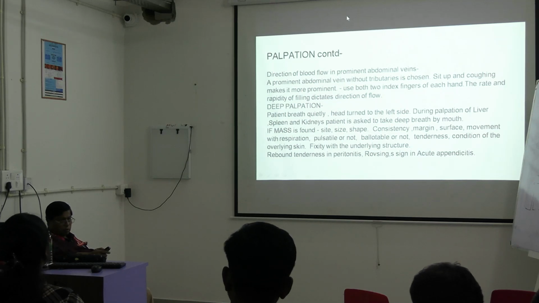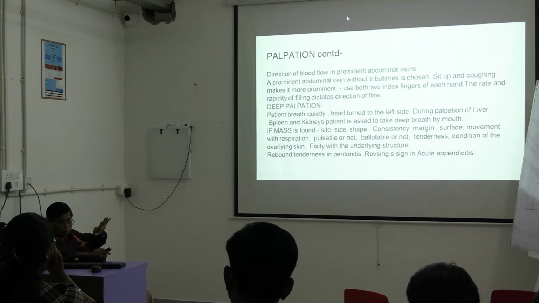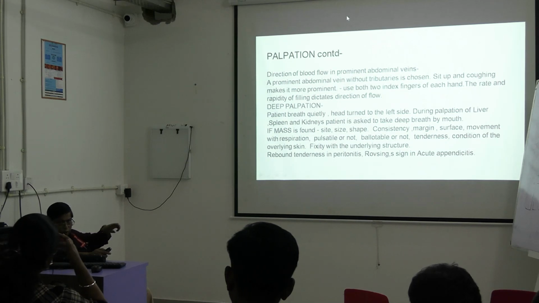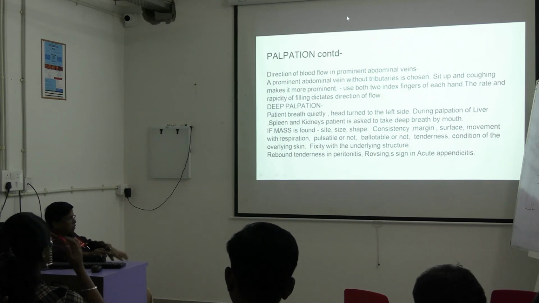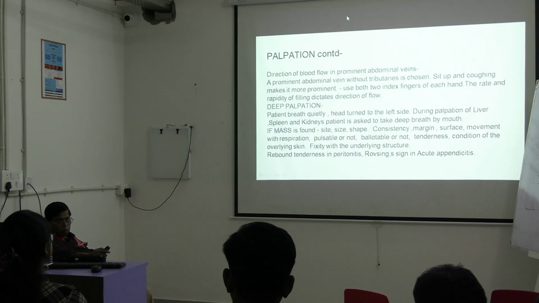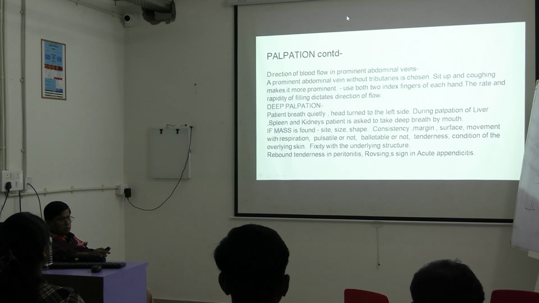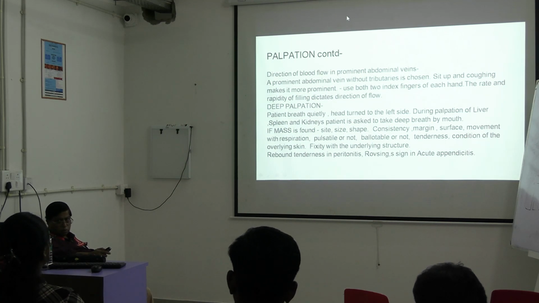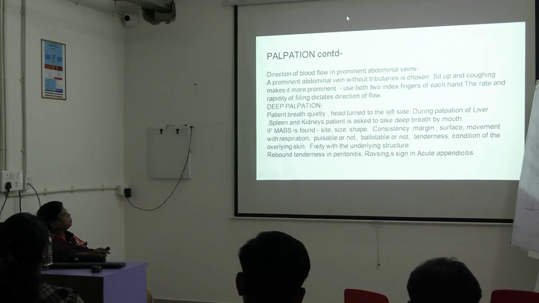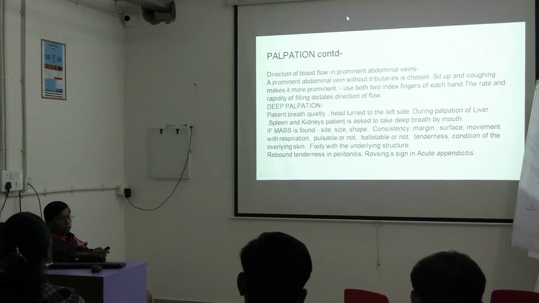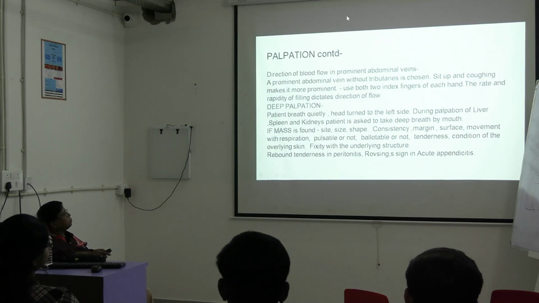The shape of the lump is important. It may be a globular lump, a flat square lump, or a triangular lump, but the shape is important. Most lumps are circular in shape. Consistency: what is the consistency of the lump? It is like stone, like rubber, or very soft. If it is hard, you have to mention that. But a hard mass always goes in favor of carcinoma and others. So the consistency is very important.